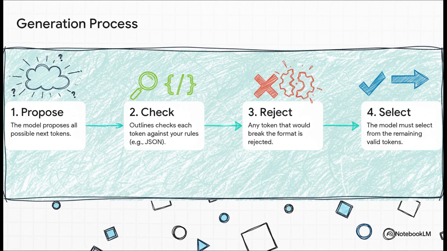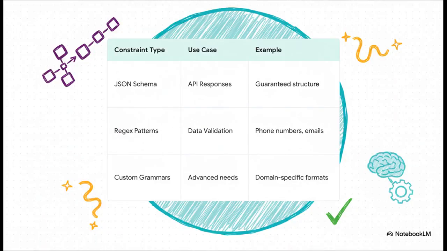It's not an option. And what's really cool is that this isn't just for one specific format. The beauty of Outlines is how flexible it is. You can use it to enforce those complex JSON schemas for your API responses, sure, but you can also use simple regex patterns for things like phone numbers or zip codes. Or you can even go all out and define your own custom grammars for super specialized, domain-specific languages.